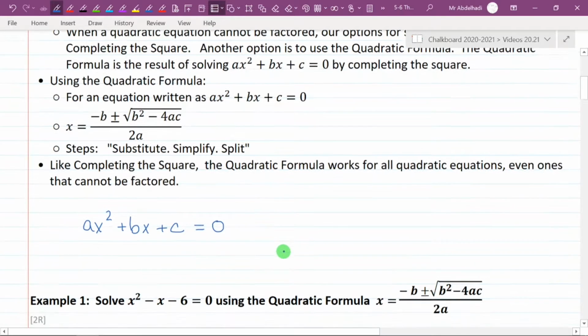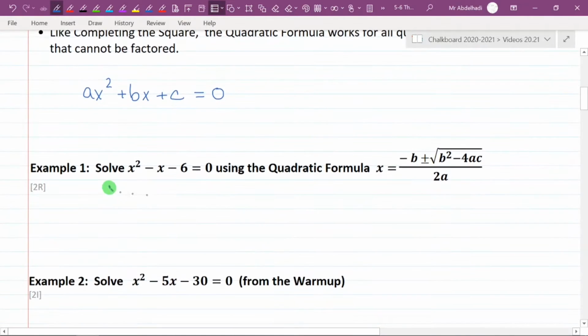Okay, so let's try an example here. Solve this equation here using the quadratic formula, which is right here. So you have to make sure that it's in the right format. Is this in the form ax squared plus bx plus c, and is there an equal 0 here? Yeah, everything is perfect. You can see that a is 1 because there's nothing here. That means there's an invisible 1 here. B is -1 because there's no number, but there's a negative. So b equals -1. And c equals -6.